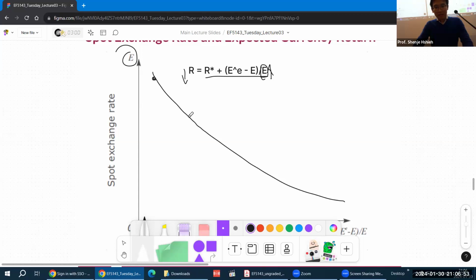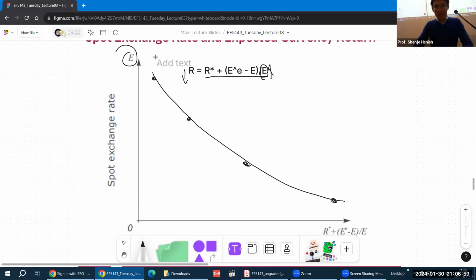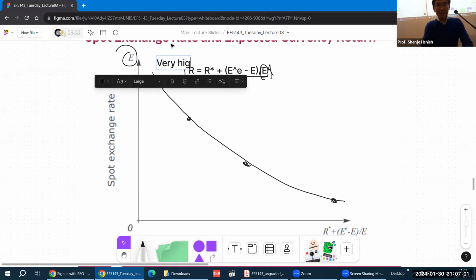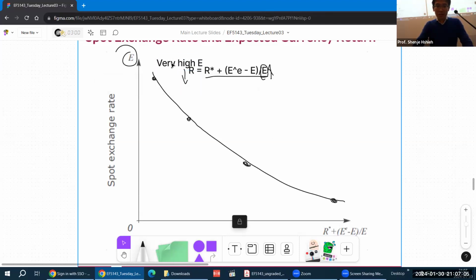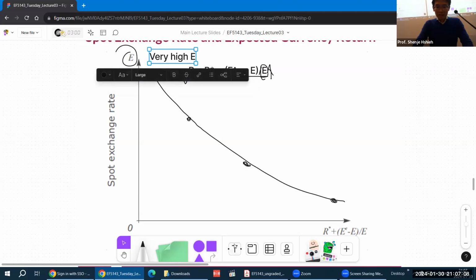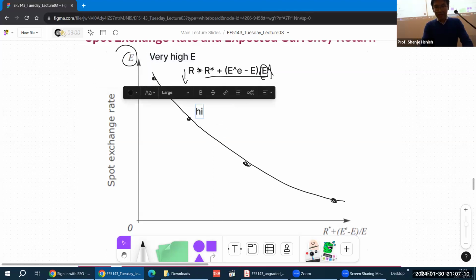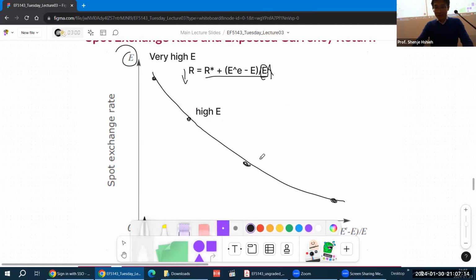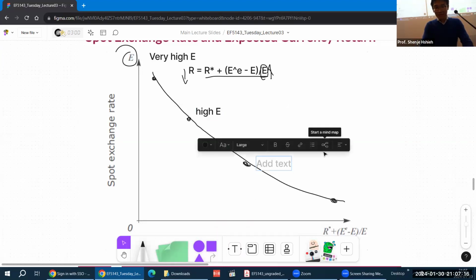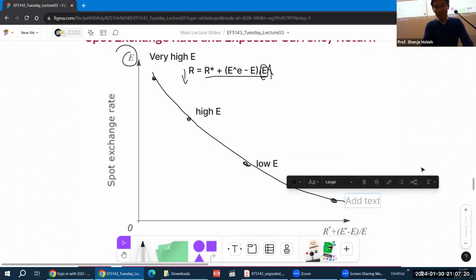And the idea here is that each point on this line represents whether the E is very high or very low. So this is a very high E, right? Very weak domestic currency. This is a slightly weak currency. And perhaps this is a strong currency and a very strong currency, right? Very low E.